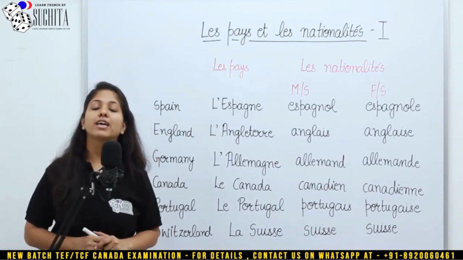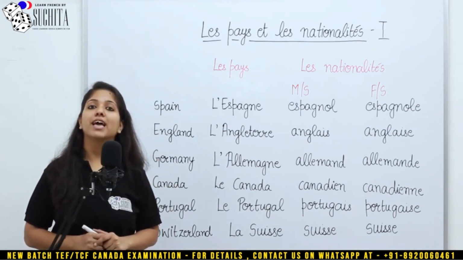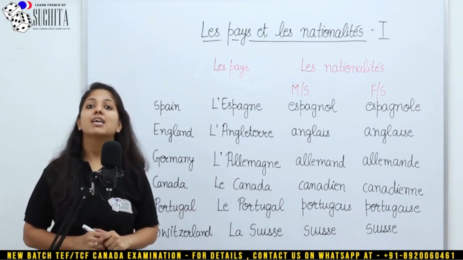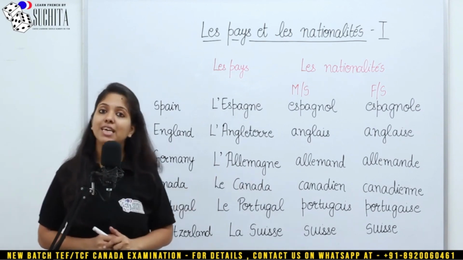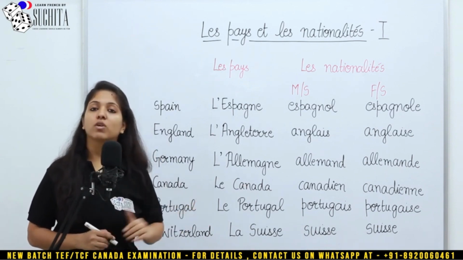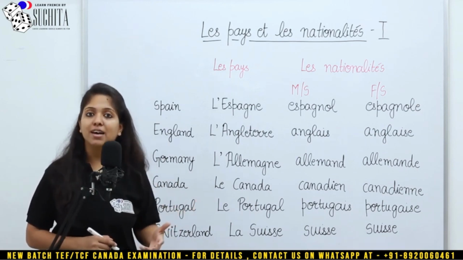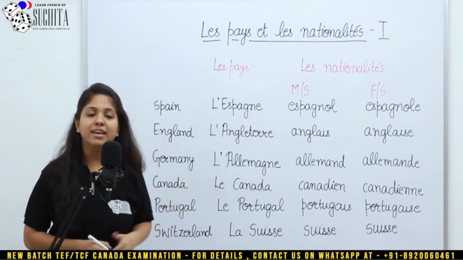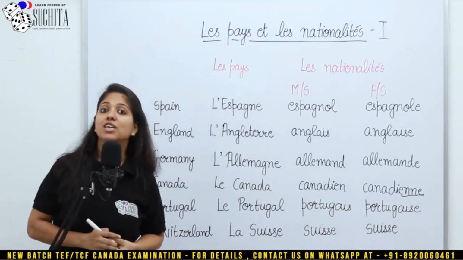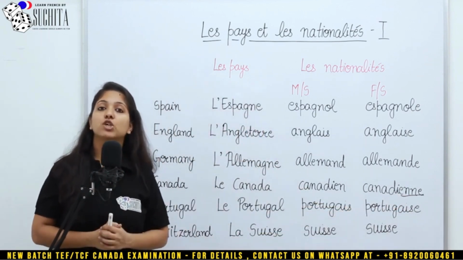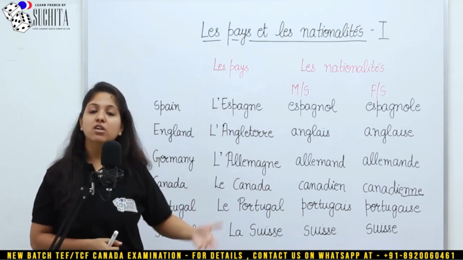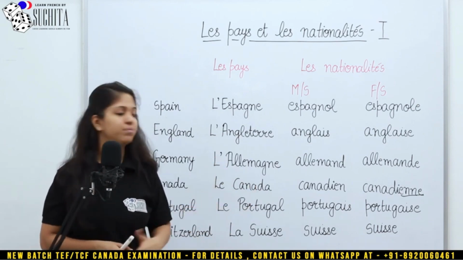Canada is le Canada. The nationality is Canadien, and now it is ending with EN. So in order to make it feminine, we'll apply ENNE. So Canadien, Canadienne. All the nationalities which end with EN, in order to make their feminines, you apply ENNE. So Canadien, Canadienne.